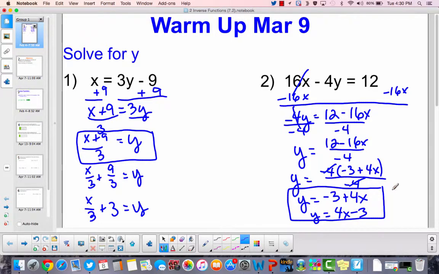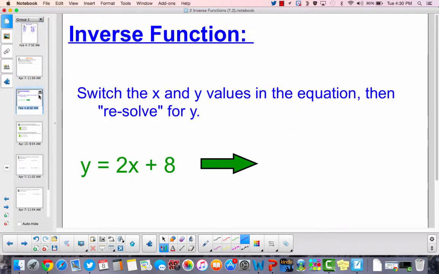about inverses. That is exactly what an inverse is talking about: what something does to undo something else. Okay? The basic way that we do inverses is we switch the x and y values in the equation, and then we resolve that equation for y. So we have this equation here, y equals 2x plus 8. So I'm going to rewrite that by switching the x and the y.